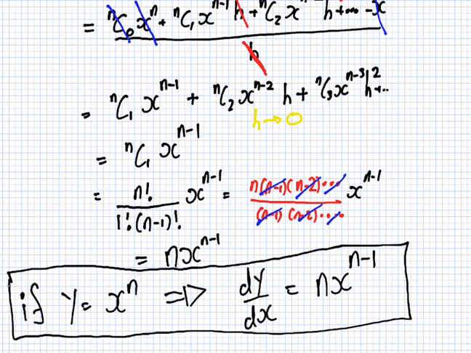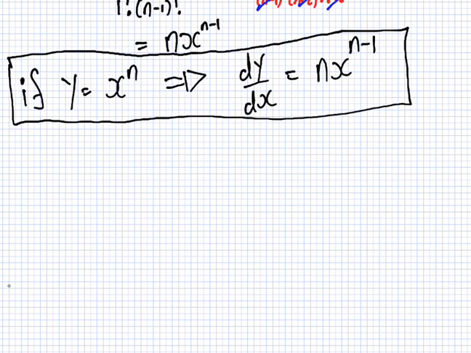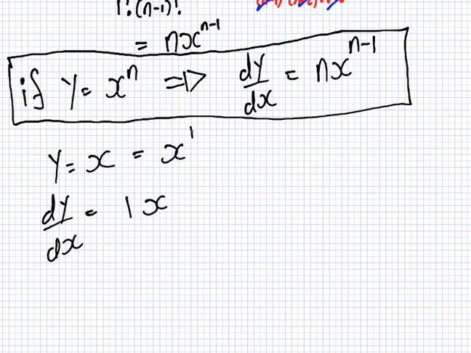But before I do, let's just look at some special cases. For example, if we had y equals x, that's really the same thing as x power 1, isn't it? So if I use my rule, I bring down the power and then I take 1 away from the power, 0. What's x power 0? 1.